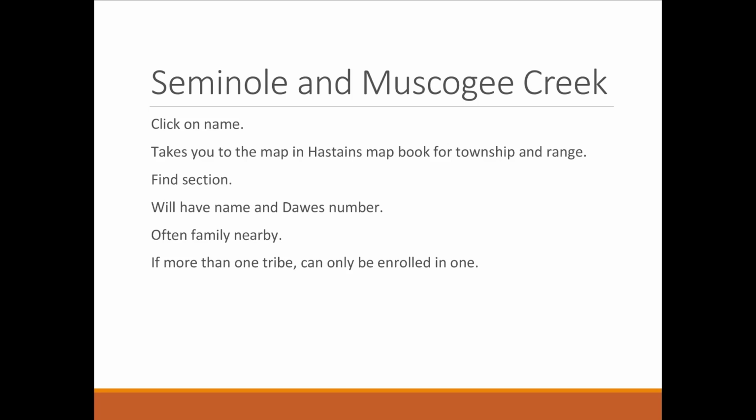And when these people are enrolling, if you don't find your people where you think they should be, if a person was more than one tribe, they can only be enrolled in one tribe. So I was recently doing some Seminole research, and I couldn't find some of the allotments. Well, that's because their allotments were in the Muskogee Creek Nation.